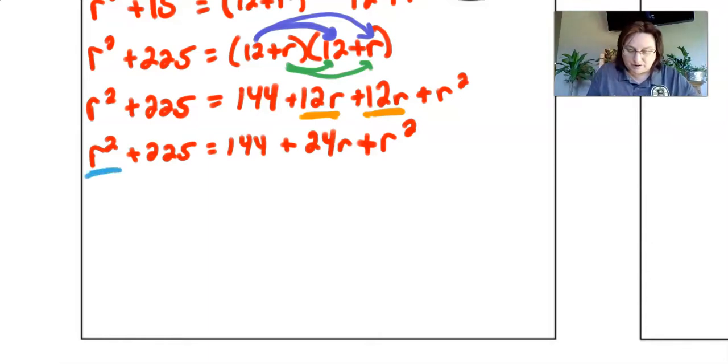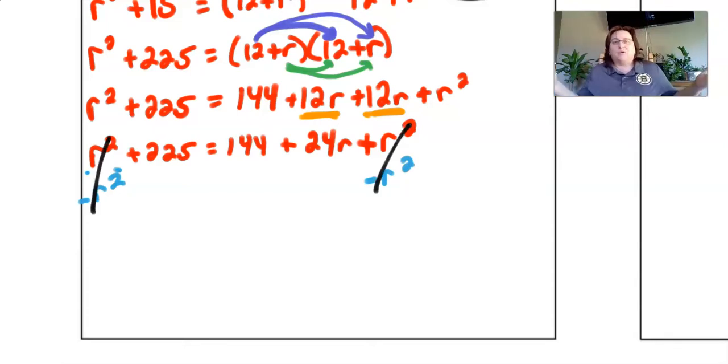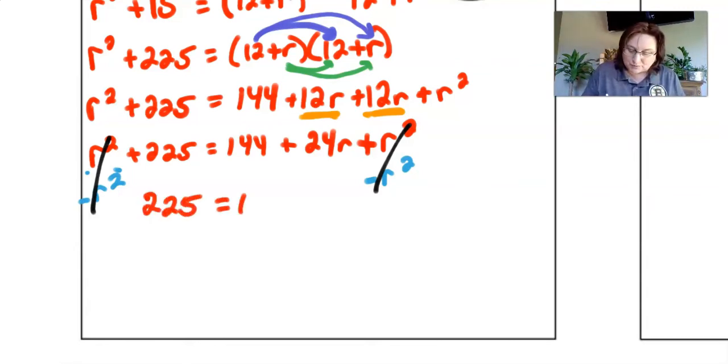Now, guys, we've got an r squared over here and an r squared over here. Well, if we subtract r squared from the left, let me rewrite this so it doesn't look like I'm dividing. I subtract r squared from this side. I subtract r squared from this side. Hey guys, they cancel out. They go away, don't they? Okay, this is getting a little bit easier, Miss Smith. I get this: 225 equals 144 plus 24r.